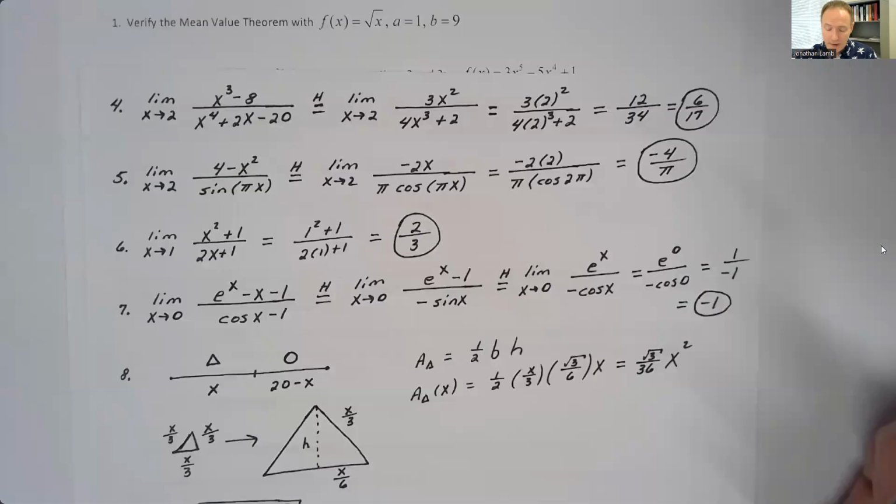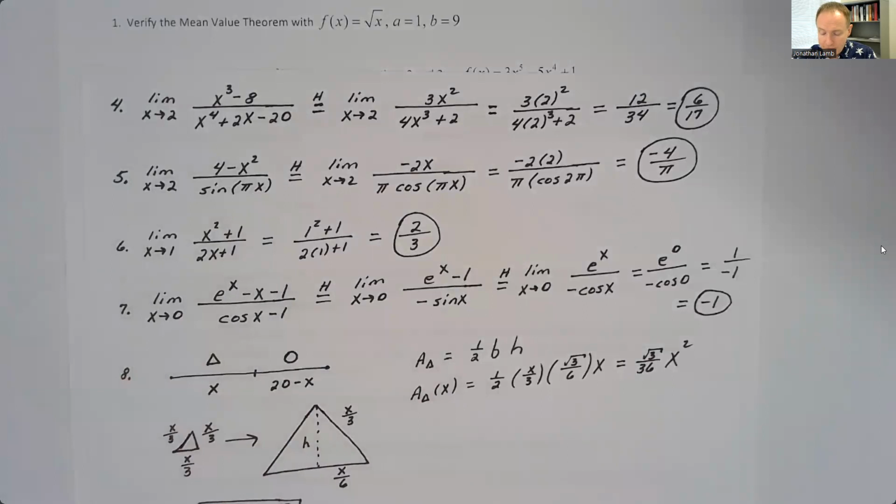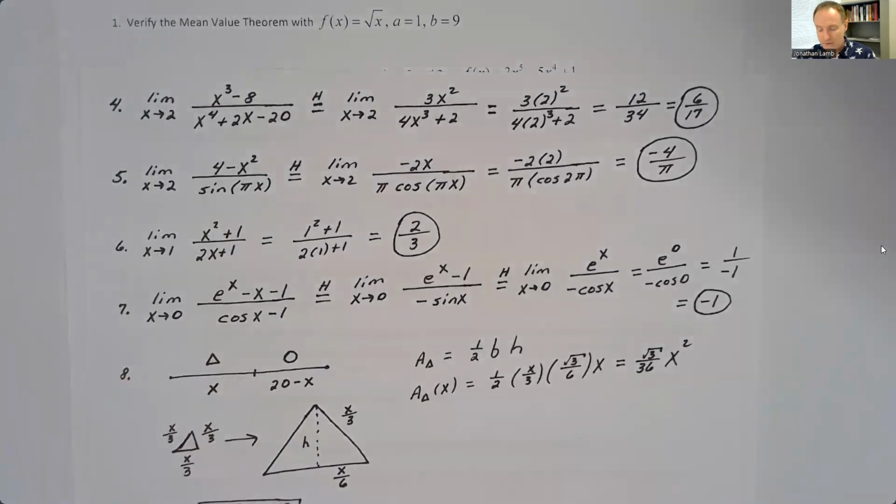Now for the next one, I'm giving you the limit as x approaches 2 of 4 minus x squared over the sine of pi x.